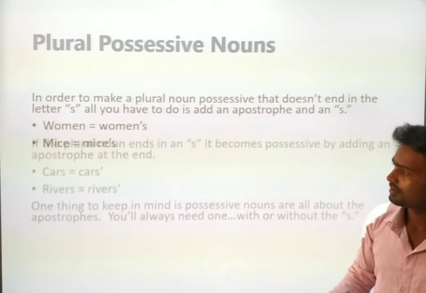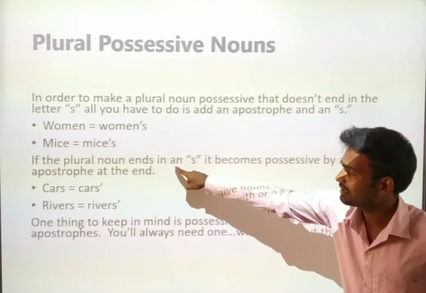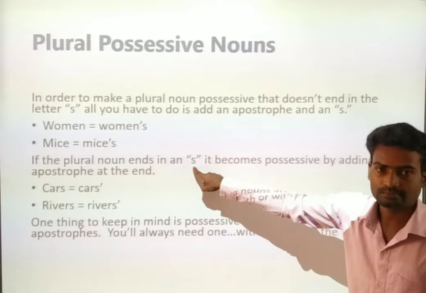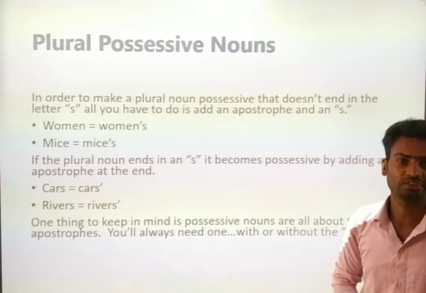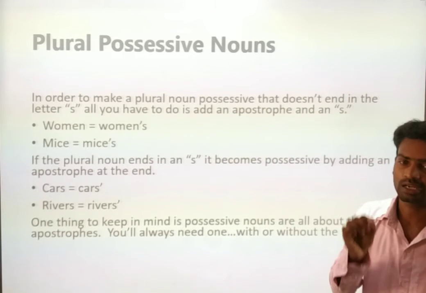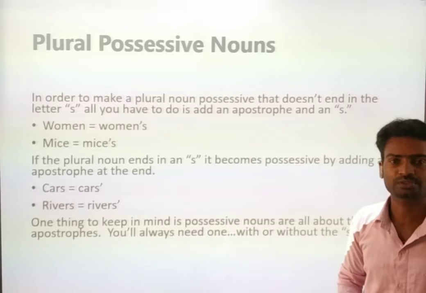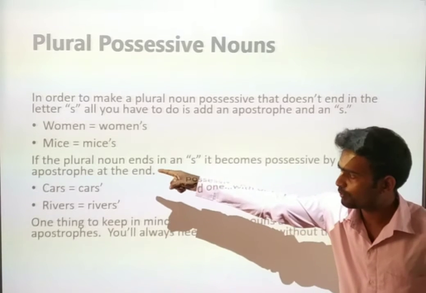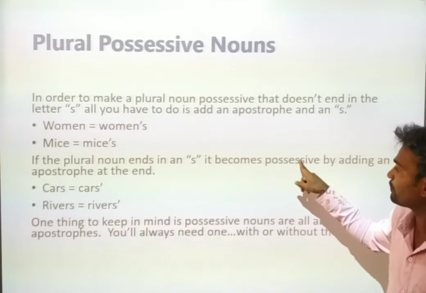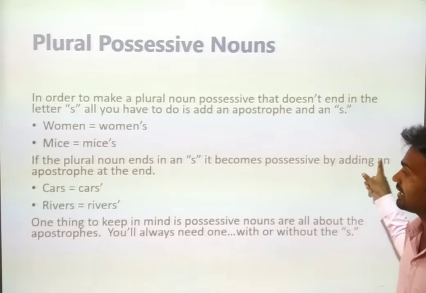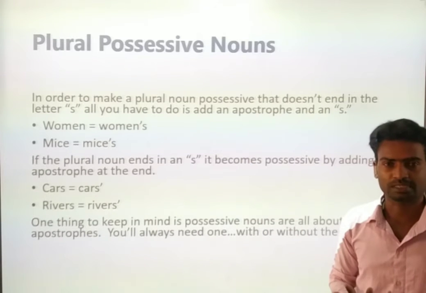Here we have some more examples. If the plural noun ends in an s, sometimes it will end as the plural possessive form. Plural nouns will end with s. In this case, what are we supposed to do? If the plural noun ends in an s, it becomes possessive by adding an apostrophe at the end. Simple logic.